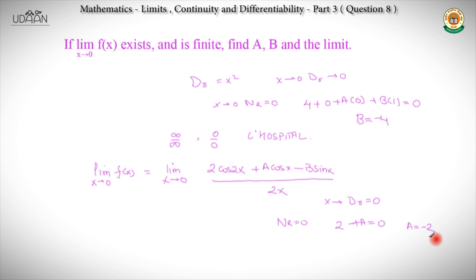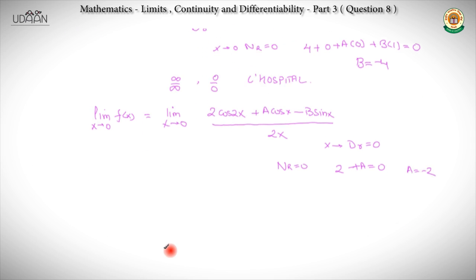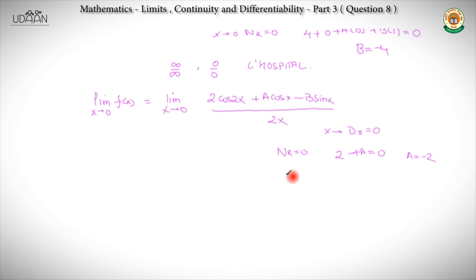Now moving to the next step, we can see that it's again 0 by 0 format, and cos 2x, cos x, sin x and x are differentiable at x equals 0. So again the L'Hospital conditions hold, and we apply L'Hospital rule here. We differentiate and we get the limit as x tends to 0 of minus 4 times sin 2x minus a sin x minus b cos x, divided by 2. This is no longer in the 0 by 0 format.